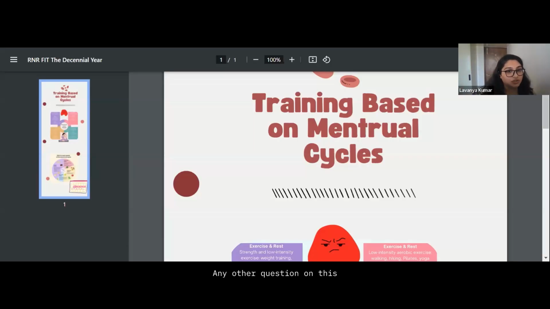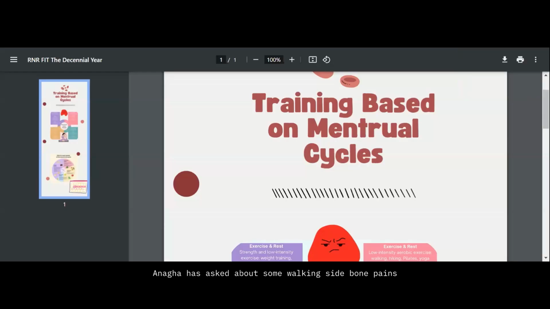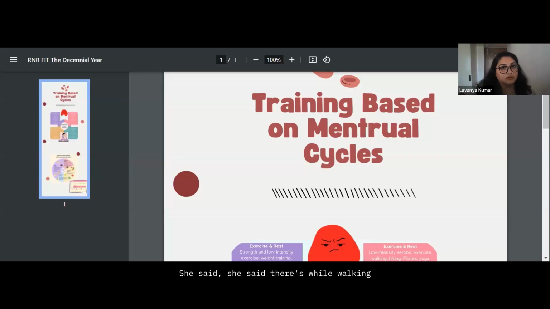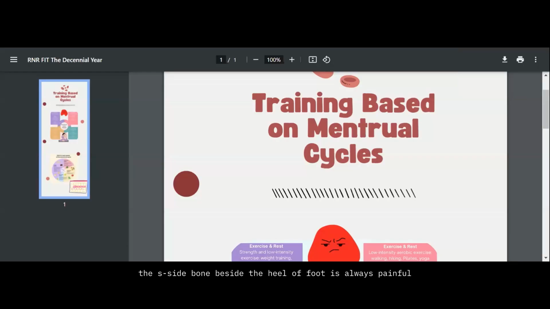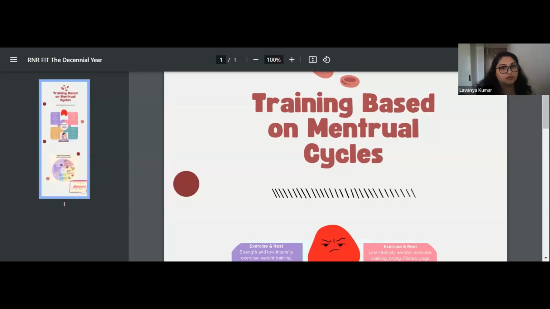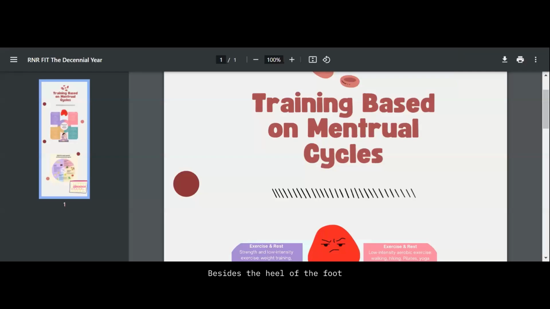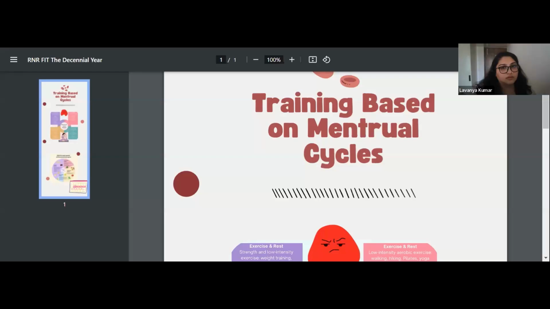Any other question on this? Anaga has asked about some walking side bone. Is that common? She said that while walking, the side bone beside the heel of the foot is always painful. Please suggest what can be done. Sorry, what? Beside the heel of the foot. Is it the inside towards the opposite leg or outside, where there's no other body pain?